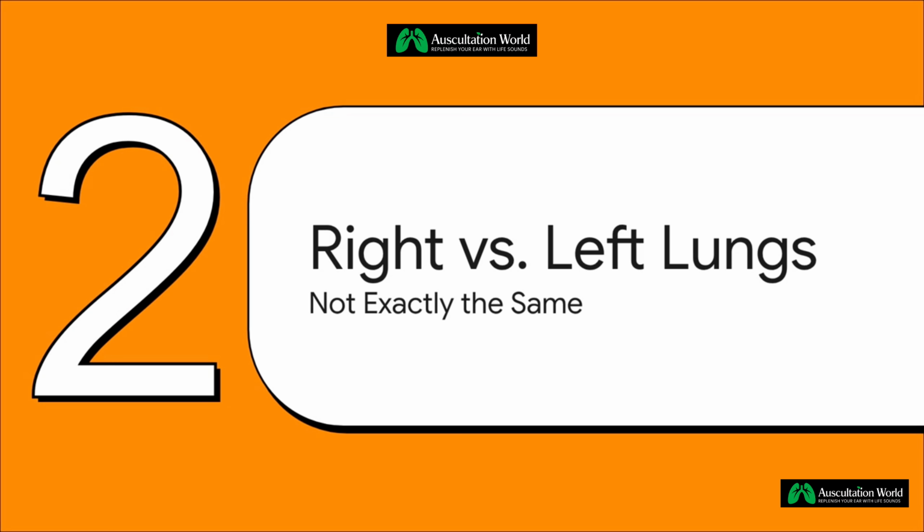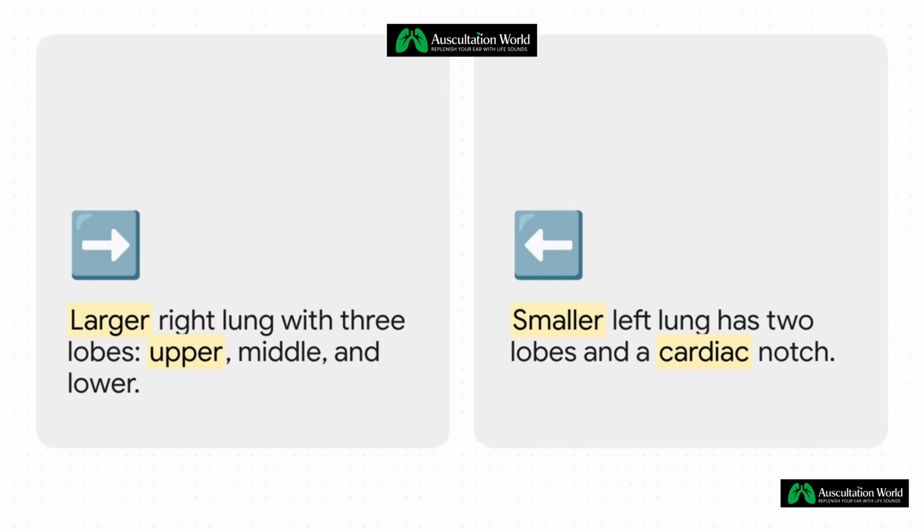Section 2. Right versus left lungs. Now, what's really interesting about this is, because we have two lungs, it's so easy to just assume they're perfect, identical twins. But actually, they aren't. The right lung is noticeably larger and divided into three distinct sections, or lobes. You've got the upper, middle, and lower lobes. The left lung, on the other hand, is slightly smaller.